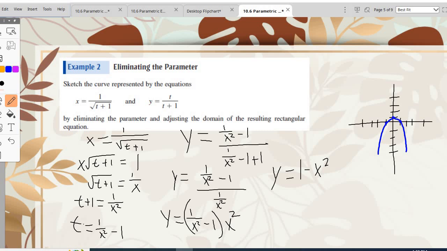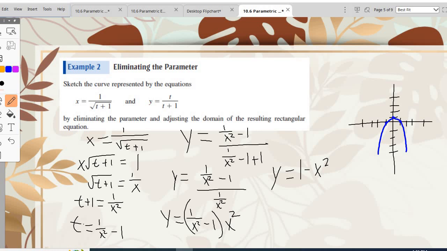What's the second part of the instruction say? Just read it. By eliminating the parameter and adjusting the domain of the resulting rectangular equation. Okay, so we need to adjust the domain. So it's going to be kind of similar to what we had to do over there, like cutting off a part of our graph. Yes?